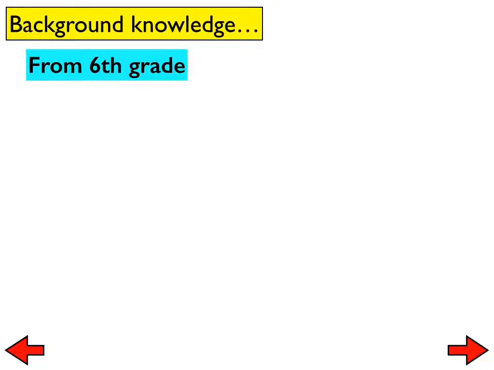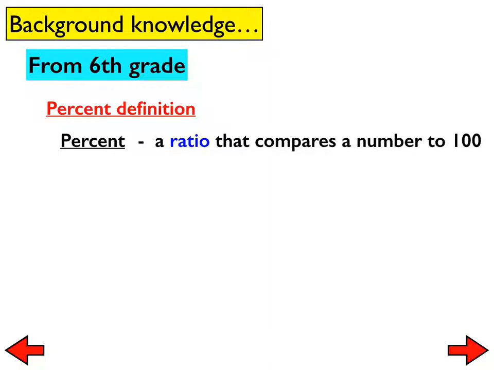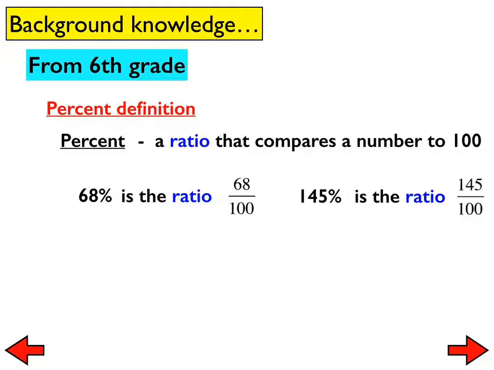So a little bit of background knowledge from 6th grade. You were taught the percent definition, and here's how it was defined. It's a ratio. This is about the 100th time we've come across that term ratio this year. But it's a ratio that compares a number to 100. So in other words, 68%, if we write that as a ratio that compares it to 100, is 68 over 100. I realize that can be reduced, but that's usually how we start converting a percent to a fraction. 68% is 68 out of 100. 145% is 145 over 100. This should not look like something you've never seen before, because you should have talked about it last year.